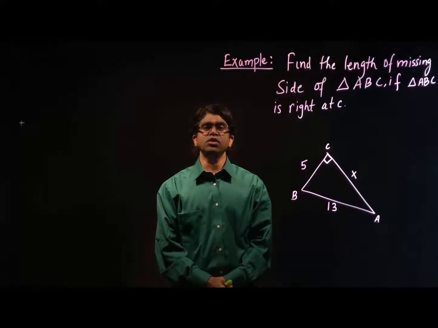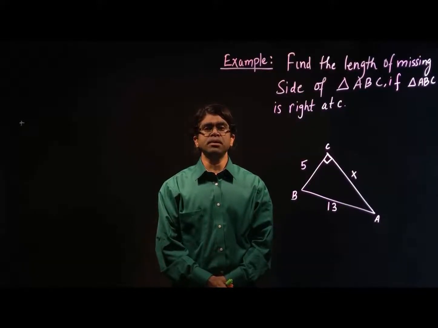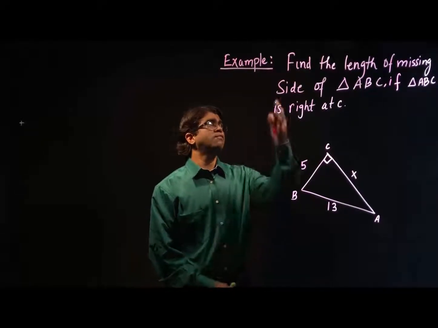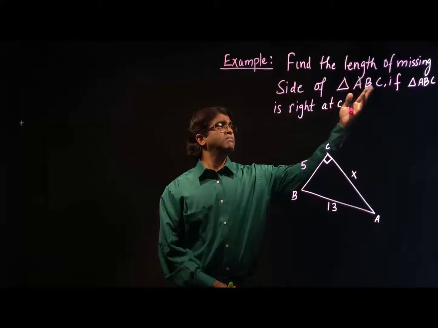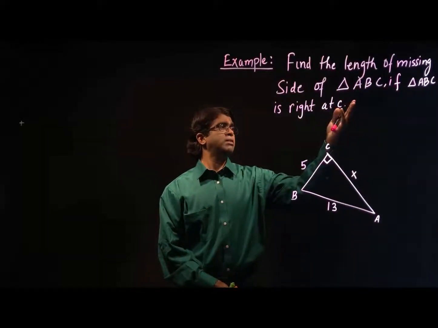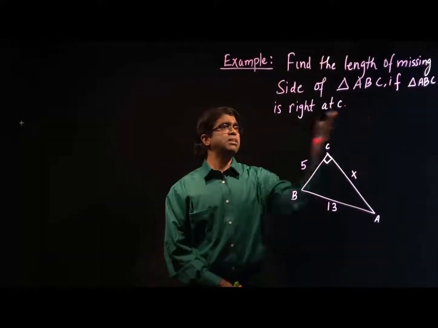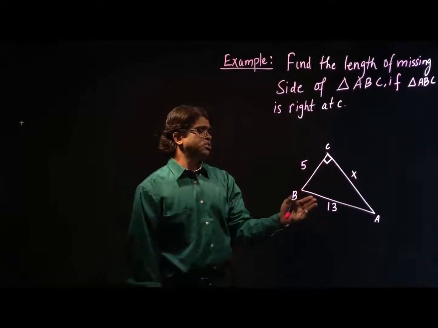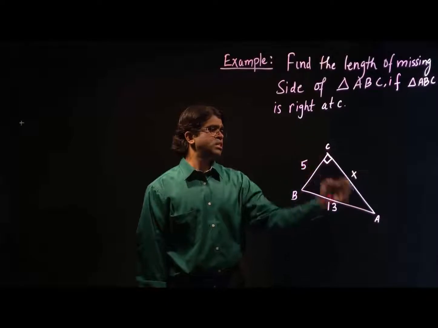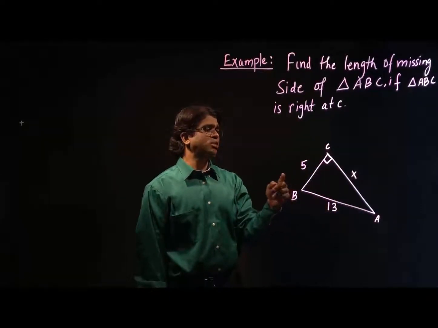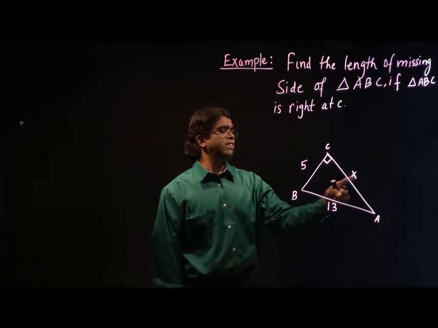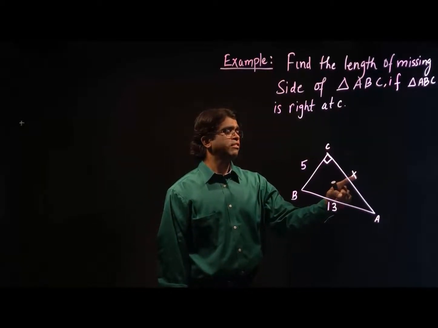In this video, we are going to talk about the examples of the Pythagorean theorem. So let's look at the example. Our example is: find the length of the missing side of the triangle ABC if triangle ABC is right angle at C. As you can see, triangle ABC is given and the sides of the triangle are given as 5, 13, and then we have one side missing, which is x.